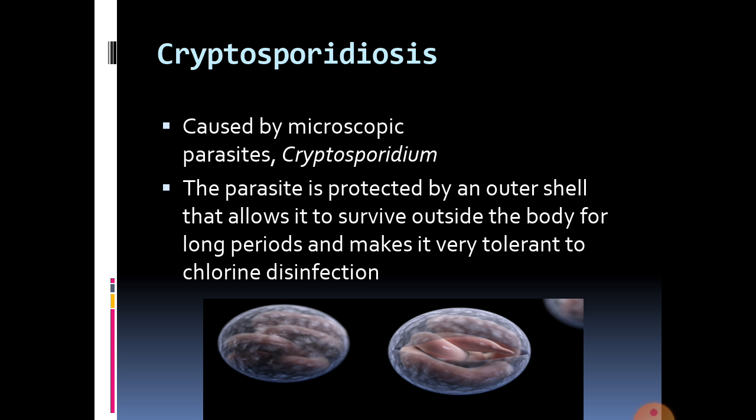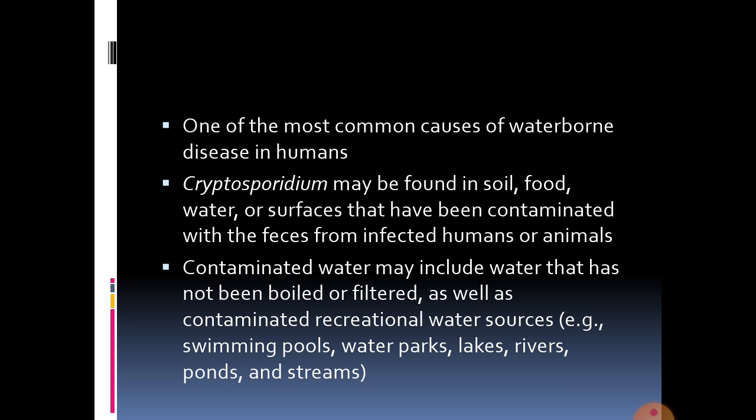Cryptosporidiosis is caused by a microscopic parasite, Cryptosporidium. The parasite is protected by an outer shell that allows it to survive outside the body for long periods and makes it very tolerant to chlorine disinfection. One of the most common causes of waterborne disease in humans is Cryptosporidiosis.